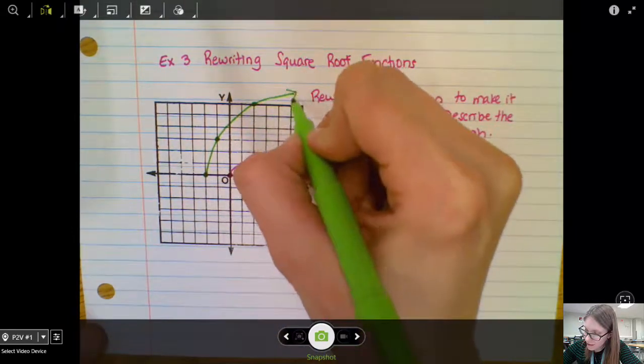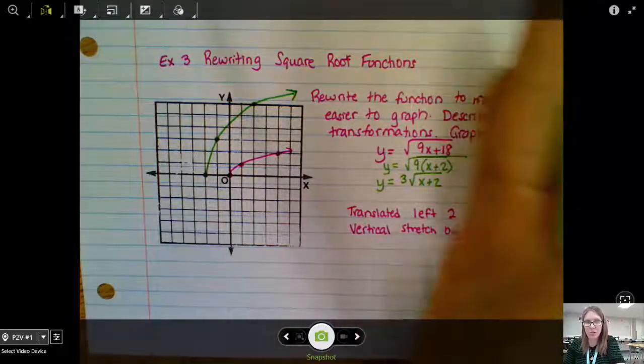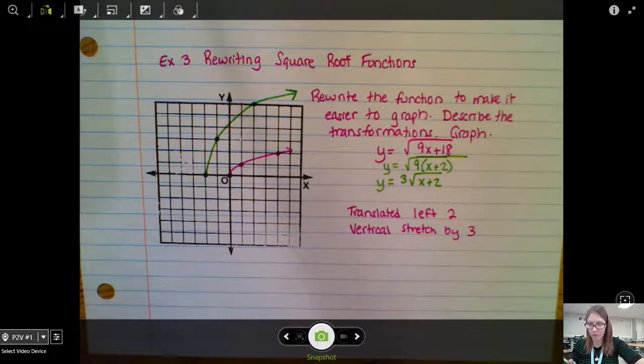Now your graph's going to go something like this. Okay, so hopefully you can see that it was shrunk horizontally, stretched vertically. And that's our process for rewriting square root functions.